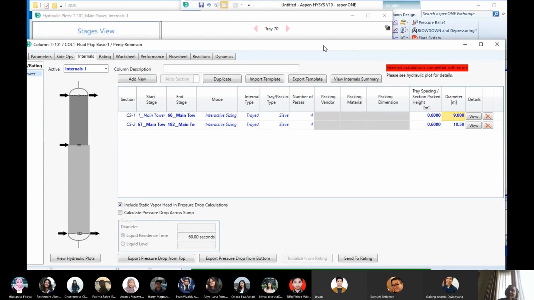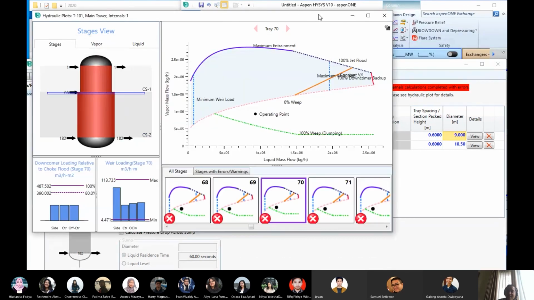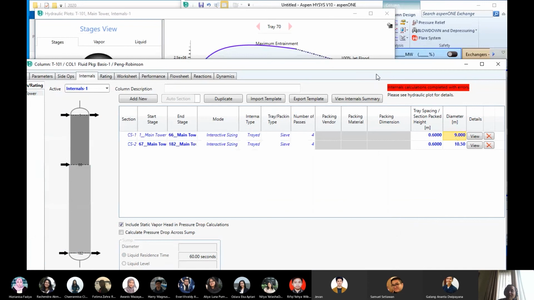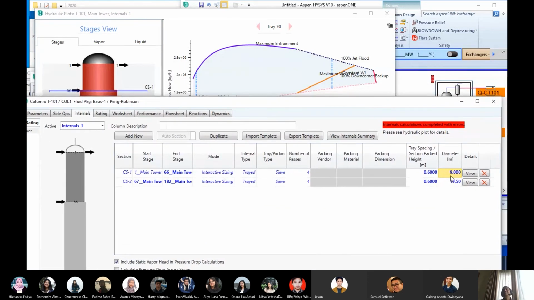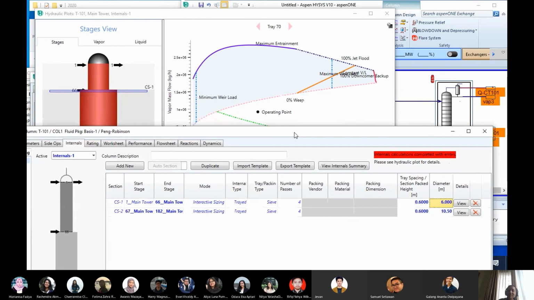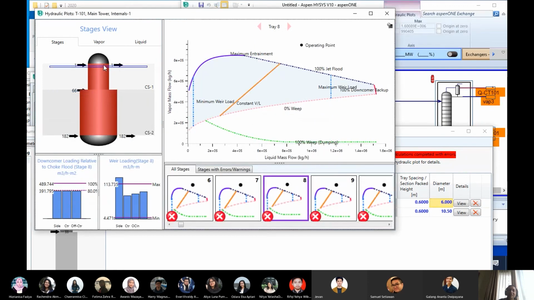Previously 7 and now it's 9. Okay. Do you have any suggestion? What is a good diameter in here? Maybe 6. 6. Okay, when we have 6 in here, yeah, still okay.